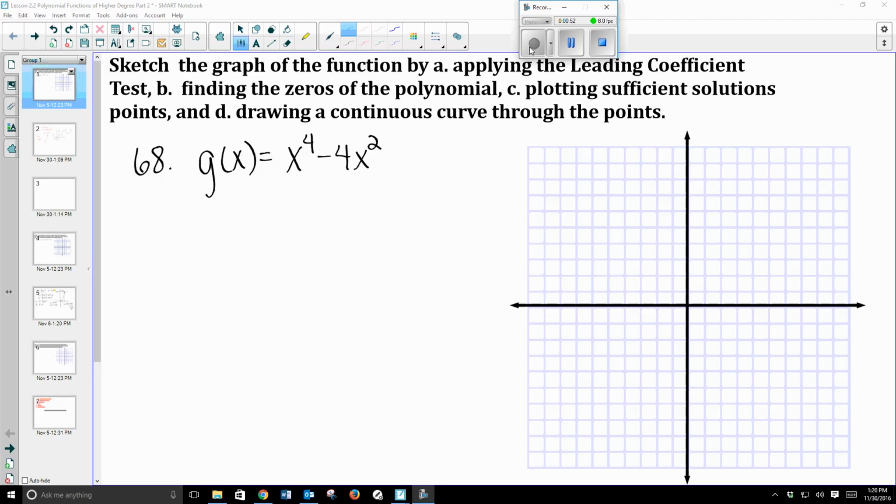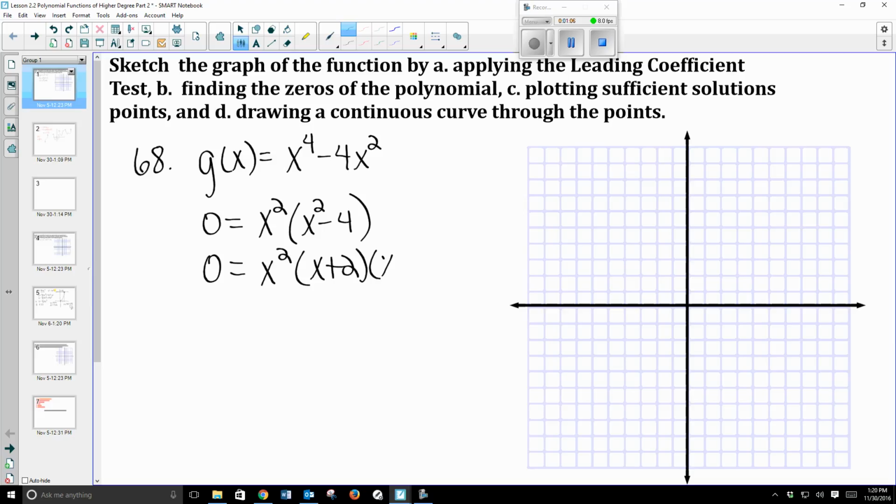Find the zeros. So set it equal to 0. Factor out x squared. And then that factors. So when I set each factor equal to 0, x is equal to 0 for the x squared, it's equal to negative 2 for the x plus 2, and it's equal to positive 2 for the x minus 2.